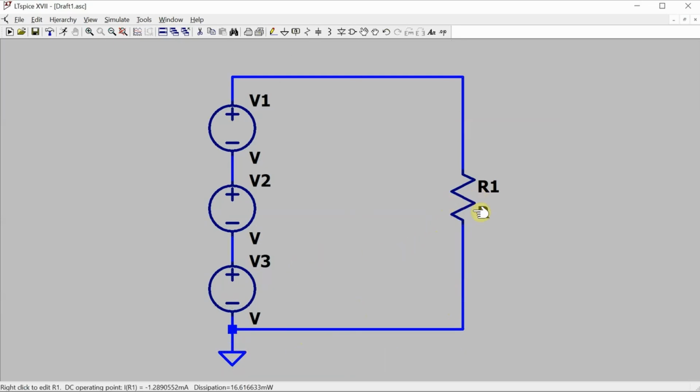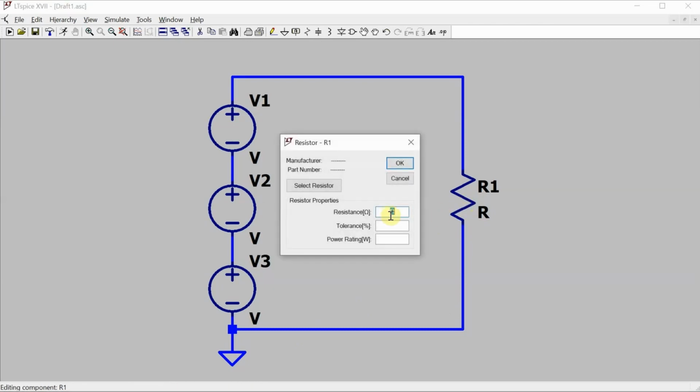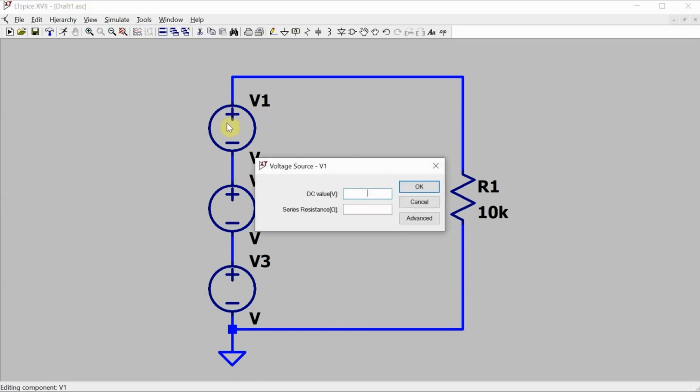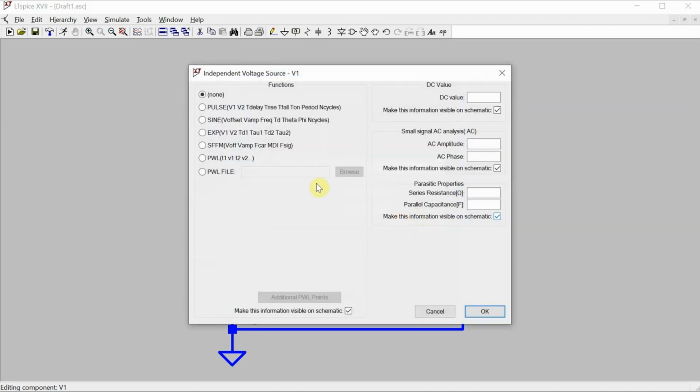The resistive load doesn't really matter. I'm going to set it to 10 kiloohms. It doesn't matter because since it's a resistor, it's not going to affect the magnitude of the voltage or the phase of the voltage. And to configure each one of these voltage sources to be the correct AC values, I can right click on them, go to advanced, select sine wave, and then configure the sine wave to be the way that I want it to be.